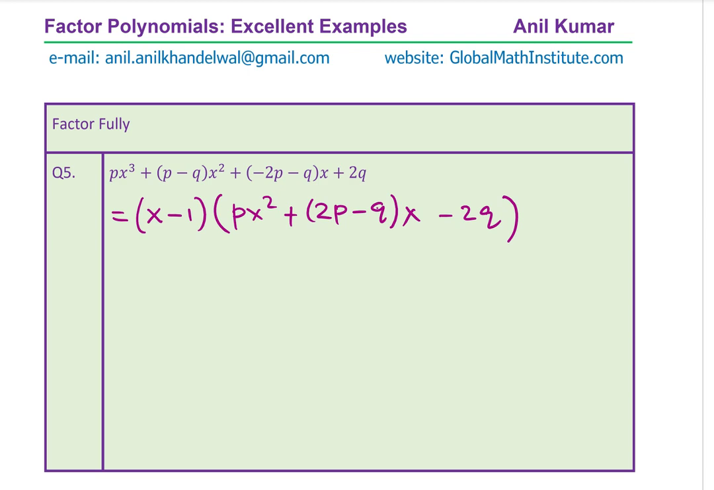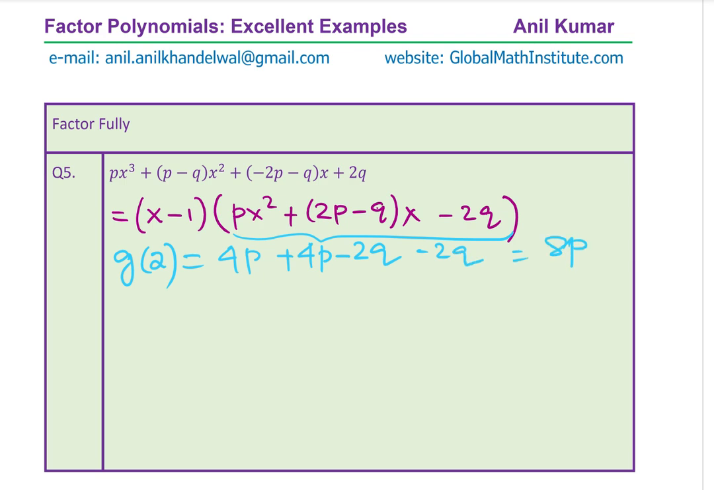So we tried 1. Now let me try some other number to factor this. It could be a factor of minus 2. So let's try the value 2. To factor this, let's call this g of x, and we substitute 2 in here. So if I substitute 2 here, what do I get? I get 2 squared as 4, 4p, plus 4p minus 2q, and minus 2q. Well, that gives us 8p. So that doesn't work. Let us substitute minus 2.